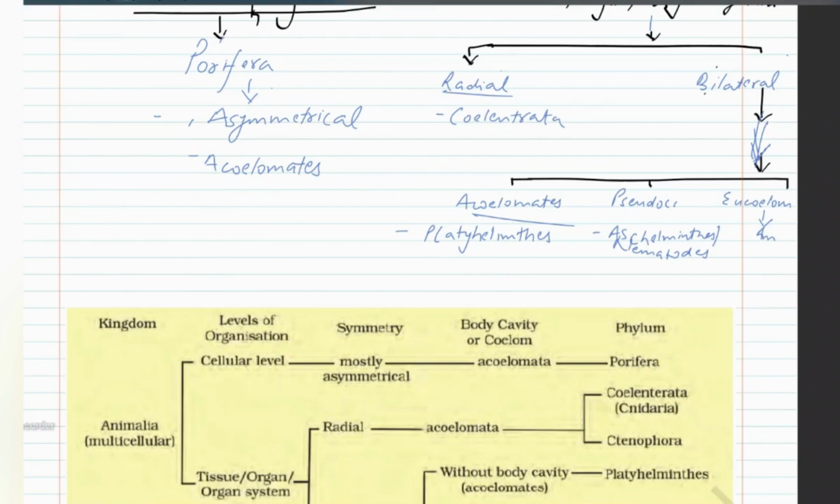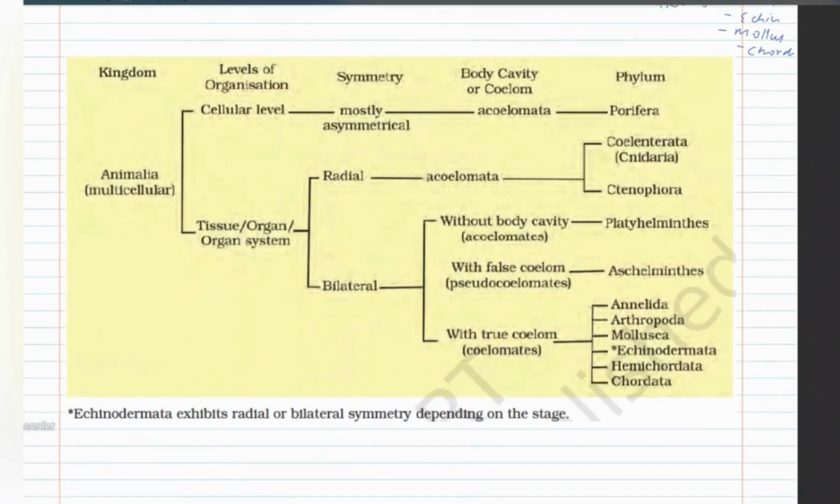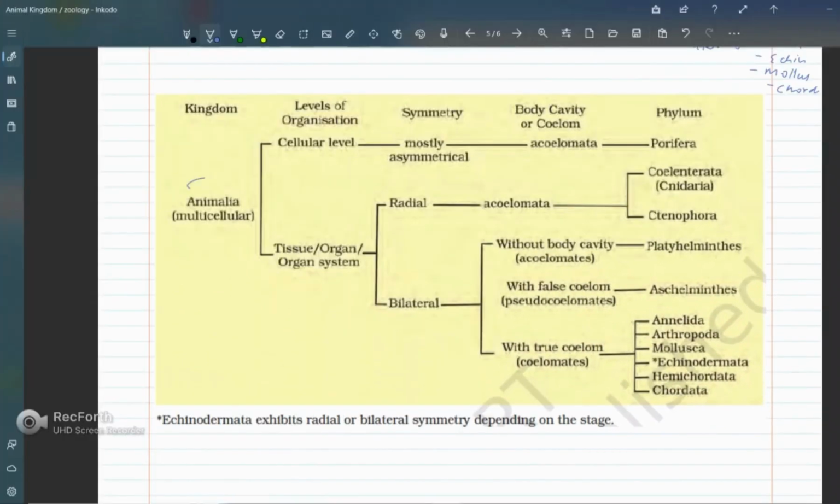Now, organisms with bilateral symmetry that have a true coelom, we have various groups. We have annelids, arthropods, echinoderms, mollusks, and chordates. This is how we can prepare this flowchart. This is how we can remember this flowchart.